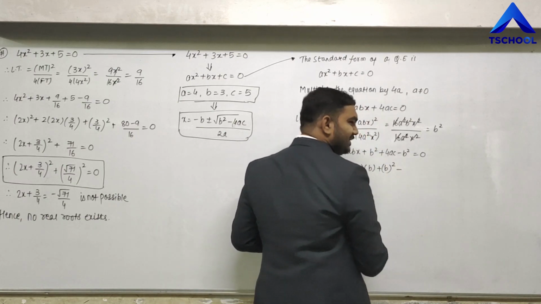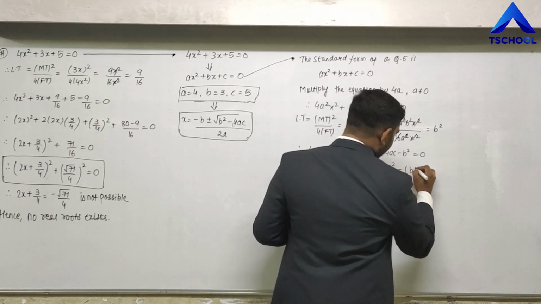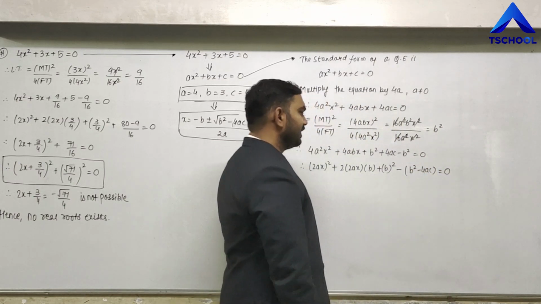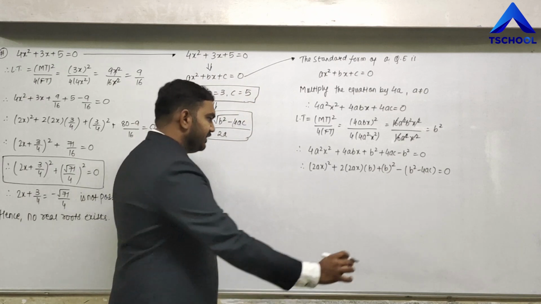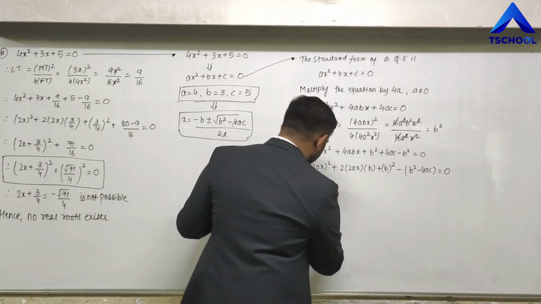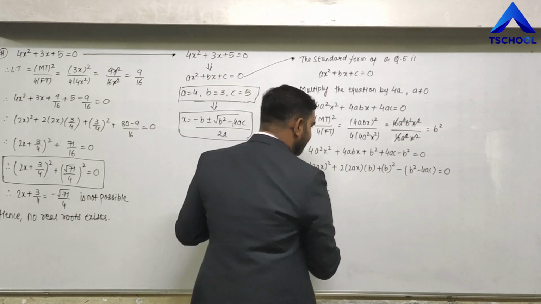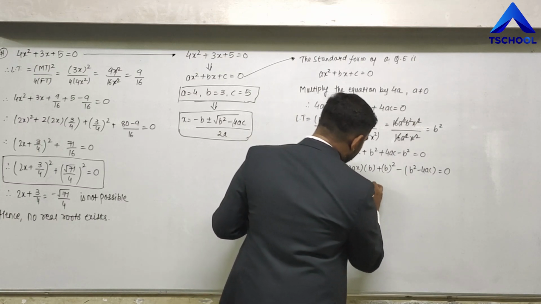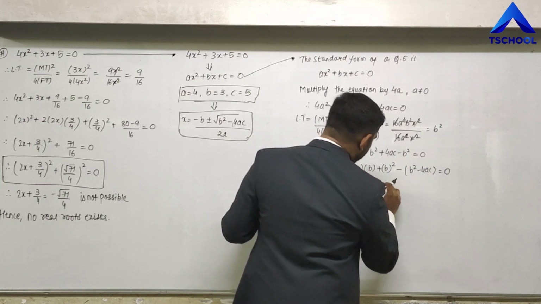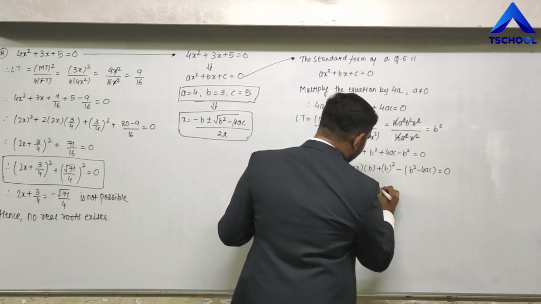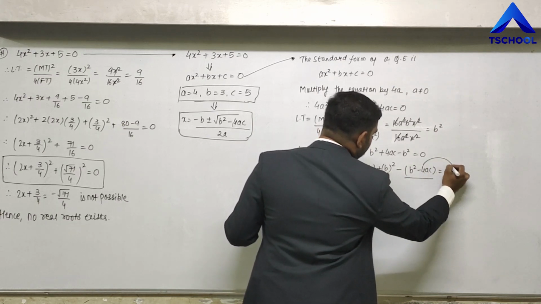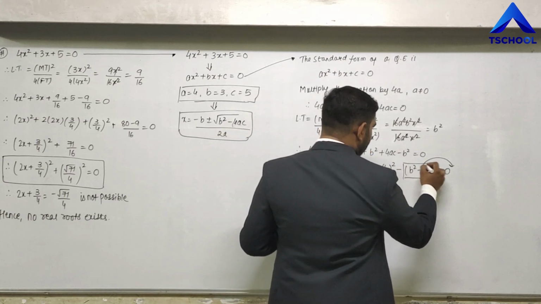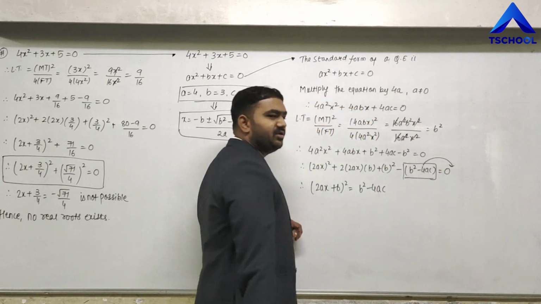We shall take minus common from here, and that will give me b square minus 4ac is equal to 0, right? Therefore, (2ax plus b) whole square is equal to b square minus 4ac. What I have done, friends, is I have taken the whole term b square minus 4ac to the other side.